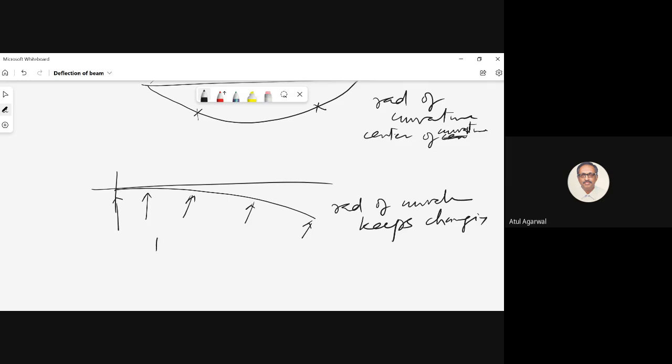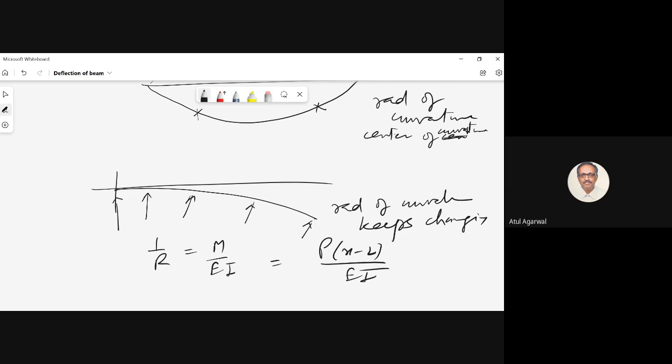Look, I had told you 1 by r is equal to M by EI. What was your M? P into (x minus l). You see, as you change your x, your r is different. Put x equal to 0, you get minus PL by EI. Put x equal to l, you get 0. So you find that radius of curvature is not constant, it is changing.